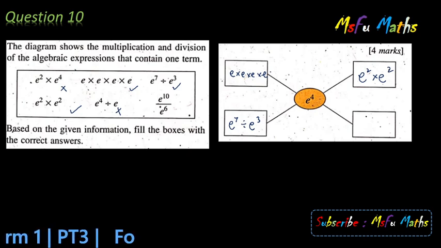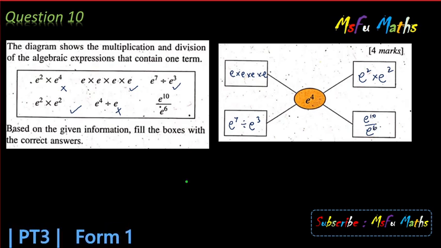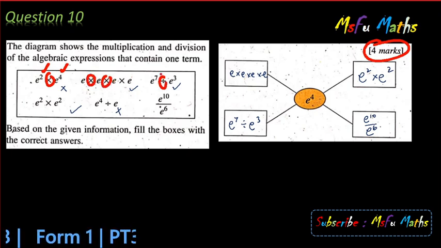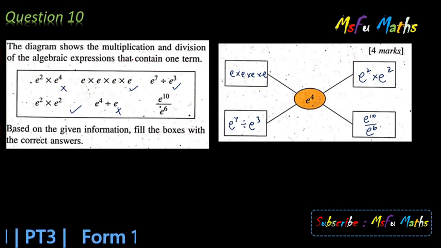So I'm going to write here e to the power of 10 over e to the power of 6. Okay, so 4 marks for this. Quite easy actually to get 4 marks. So again I repeat, if times you just add all the power. If divide, 7 minus 3, 4. You will learn more about this law in Form 3. So that is just a little bit of introduction on law of indices.